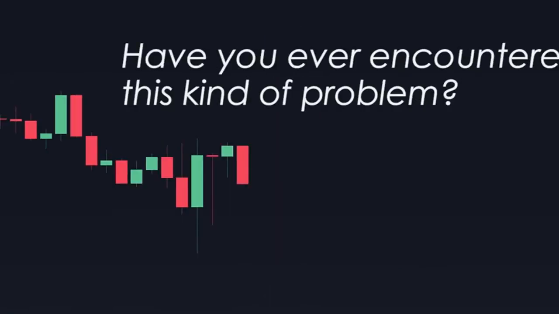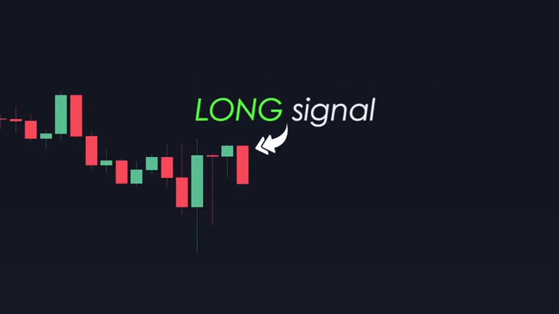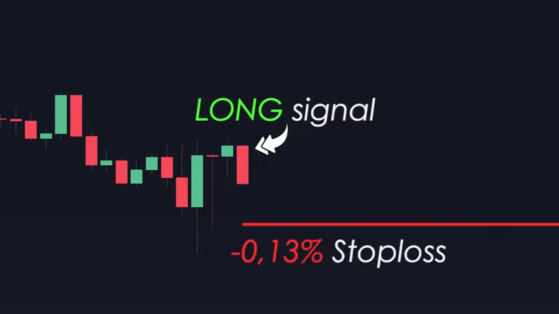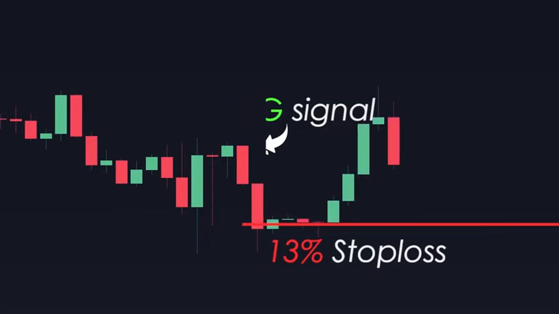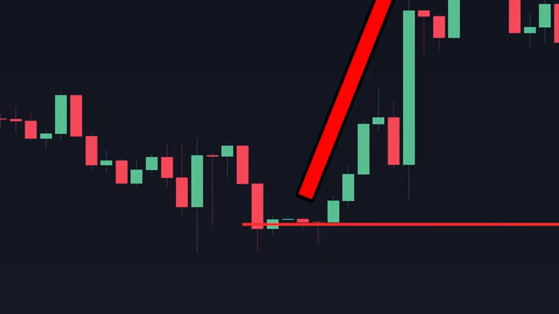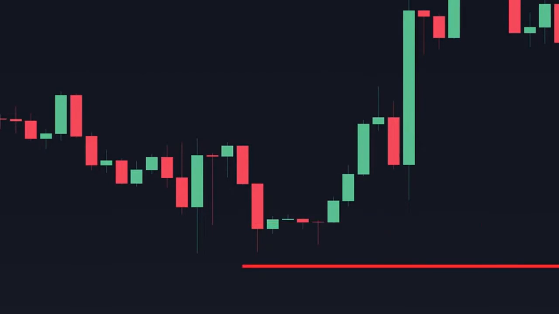So when trading, have you ever encountered this kind of problem where, for example, let's say you received a long signal here, and let's say because you normally use a 13 pip stop loss, you also decided to use it here. But the price instead drops downwards and hits your stop loss, only for it to go back up again. So you've closed your trade early and missed the trend. If you would have put your stop loss just slightly below here, it would not get triggered and you would have participated in this trend.